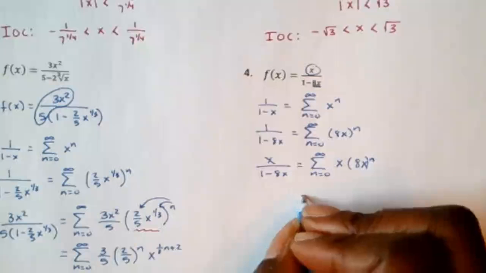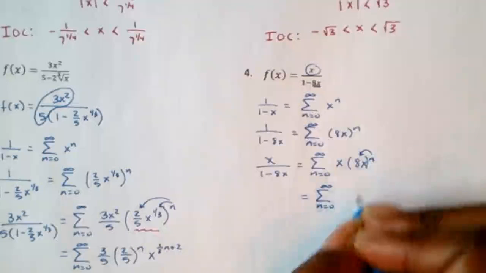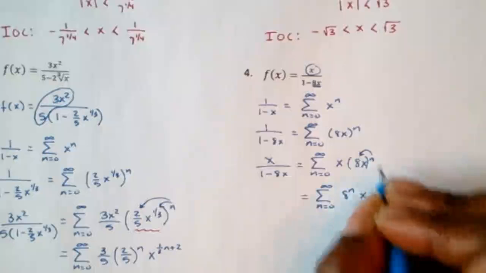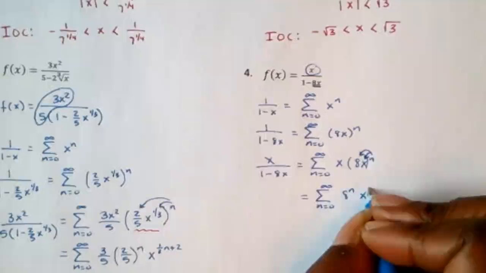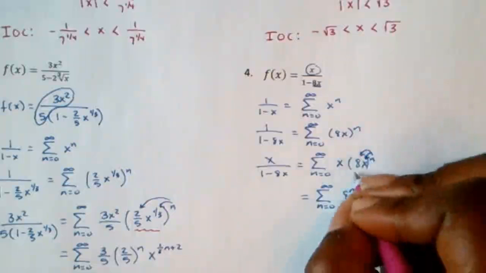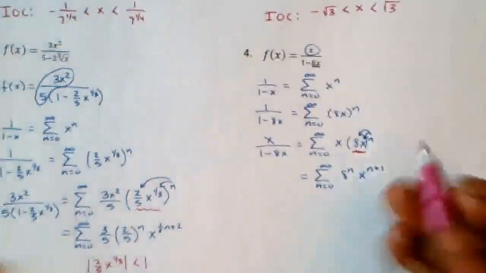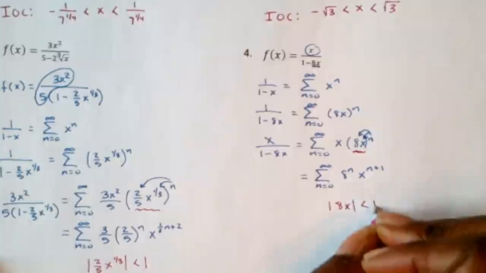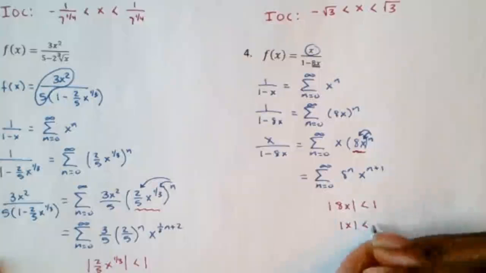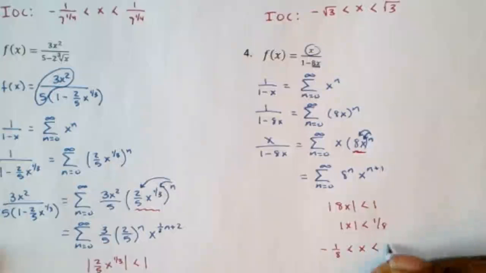So I'm going to separate everything out. So I have the sum n equals 0 to infinity. I have 8 to the n. And then I have x to the n and then x to the 1. So x to the n plus 1. And that is my power series. And again, all that tells me at that point is that I know this thing is going to converge as long as my absolute value of my r, which is 8x, is less than 1. So to write that out, I get absolute value of 8x has to be less than 1, or absolute value of x has to be less than 1/8. That means that negative 1/8 has to be less than x, has to be less than 1/8.